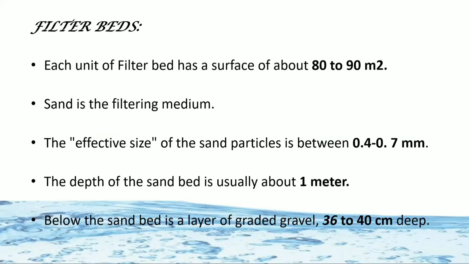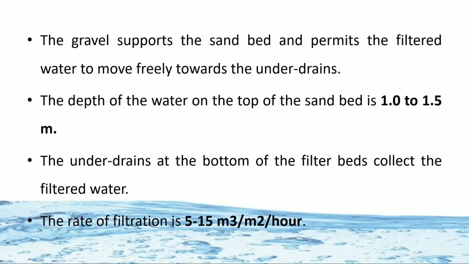Below the sand bed, there is a layer of graded gravel that is 36 to 40 centimeters deep. Means below the sand bed there is fine sand, medium sand, coarse sand, and after that graded gravel. This gravel supports the sand bed and also permits the filtered water to move freely towards the underground. Also it stops the back pressure of the water. The depth of water on top of the sand bed is 1 to 1.5 meters.